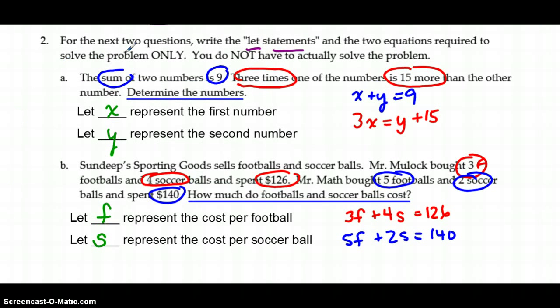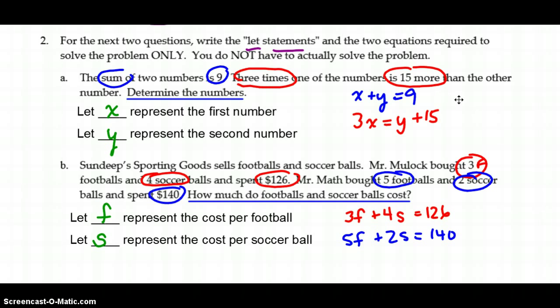All right, so here we go. For this first one here, I've got my let statement. So let X represent the first number, let Y represent the second number. If you've chosen to use different variables, that's fine. F for first, S for second, M and N, whatever you like. Coming up with these two equations. So the first one tells me that the sum of two numbers is 9. Sum, of course, means the answer of addition. So my first equation right here, X plus Y equals 9 is my first one.